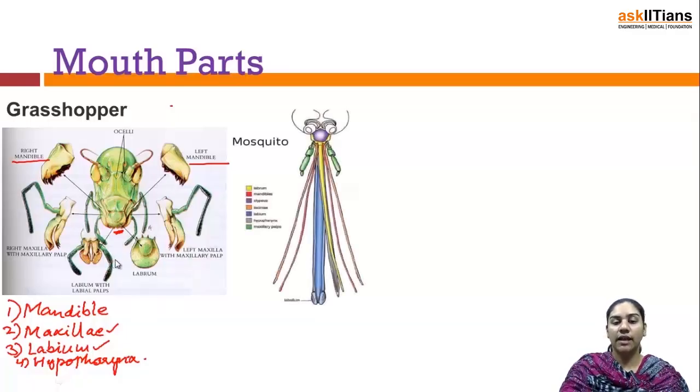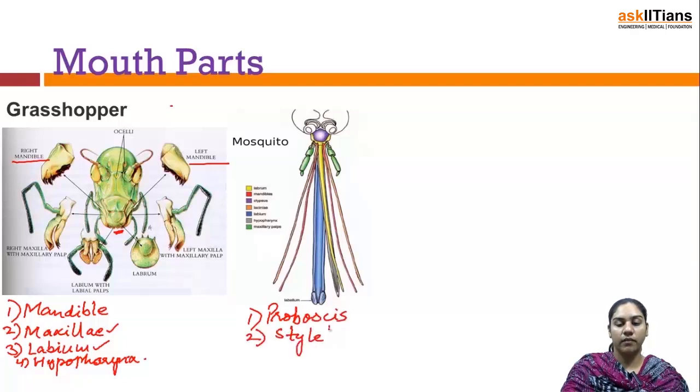The next is the mosquito type, and they have piercing and sucking type of mouth part. The important mouth parts in these mosquitoes are the proboscis and the stylet. The proboscis is formed by the modification of the maxilla and the mandibles in these insects, and they are covered by a modified labium. So the proboscis helps in piercing the tissue and sucking the blood from the host. The stylet is only present in the female mosquitoes.